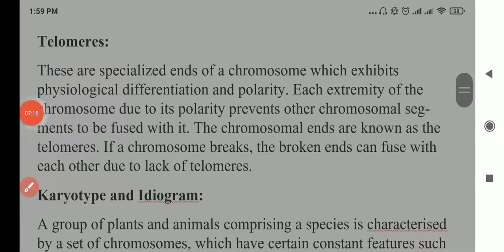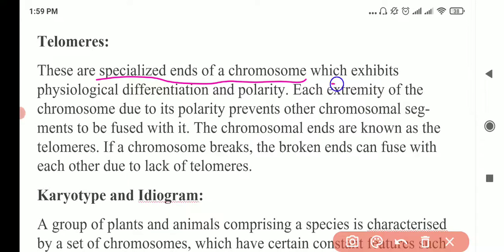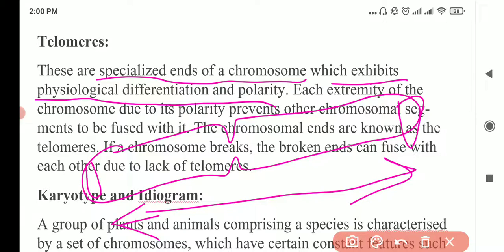Now looking at the telomeres. As I told you, these are the tips of the chromosome. Let's see how they are written. These are the specialized ends of a chromosome which exhibit physiological differentiation and polarity. It means they are different from the rest of the chromosome. This is your primary constriction. These telomeres, these ends, are different from the rest of your chromosome. They have a different physiological makeup. They are polar, which means they have direction.